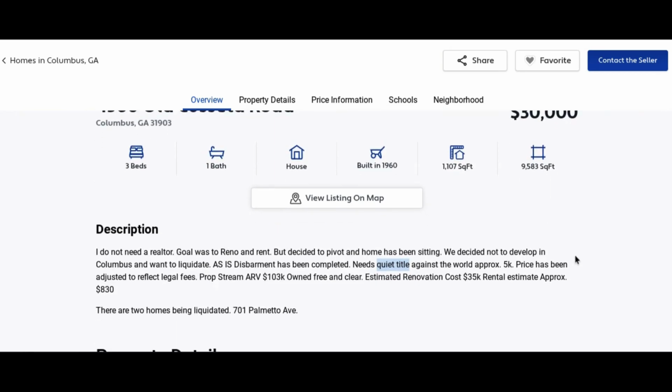All right, but this is where it gets a little interesting. Superfluous nonsense at the front, we don't care. As-is, disbarment has been completed. Okay, sure. Then you have needs quiet title against the world. Against the world is an interesting choice of words, but you're going to see what that means. They're saying it's about $5,000 for the quiet title, which is reasonable. I've seen them anywhere from $1,000 to $5,000, depending on the complexity of it. But that's fair. That's conservative. It's good for your pricing. You shouldn't really pay more than that.